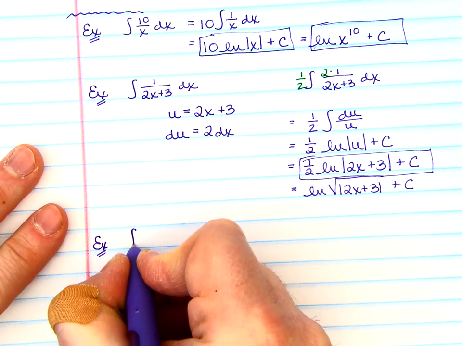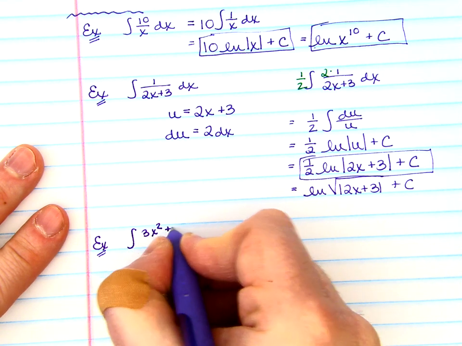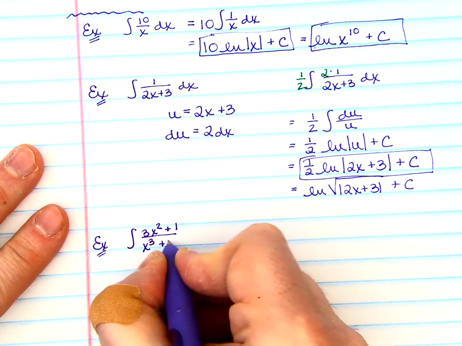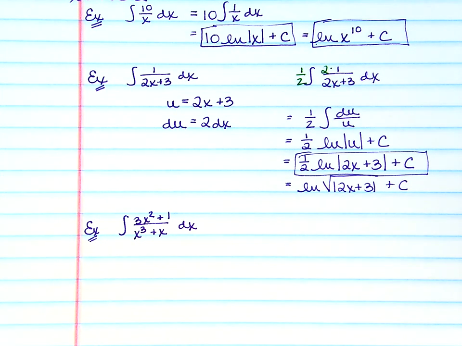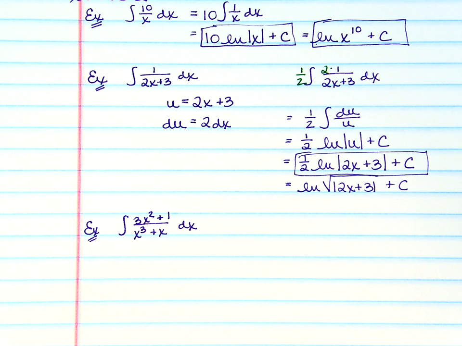Let's take a look at the integral of 3x squared plus 1 over x to the third plus x dx. We're going to try a u substitution. So one of these two parts is probably u. How about you take a moment? See if you can figure out u, calculate du, and see if you can go from there.